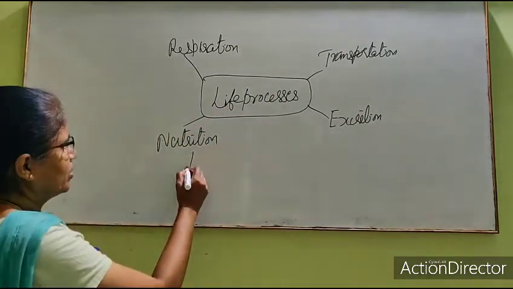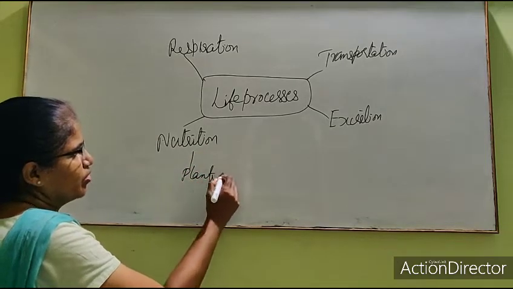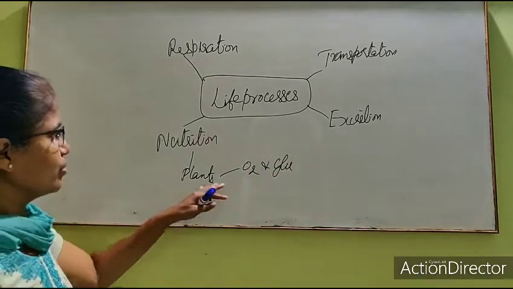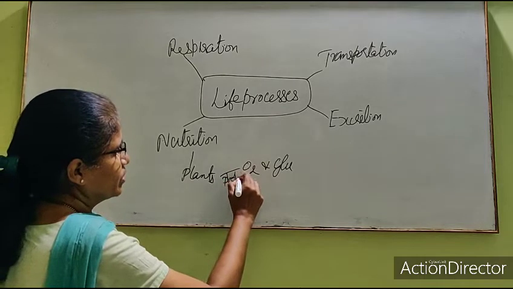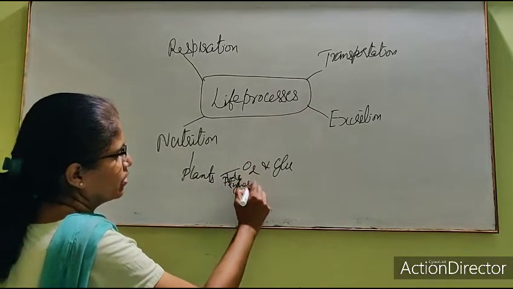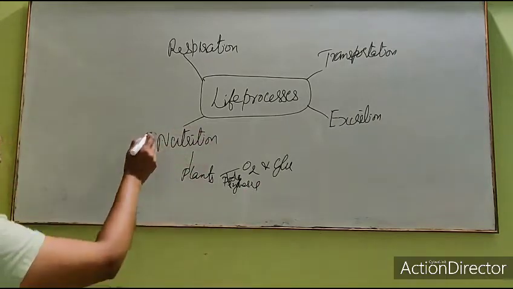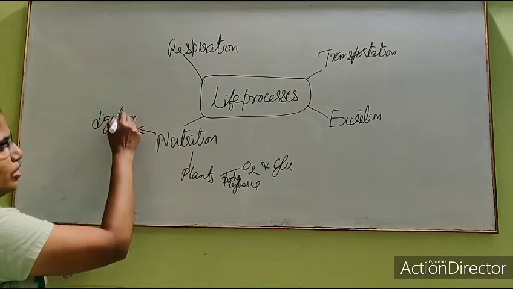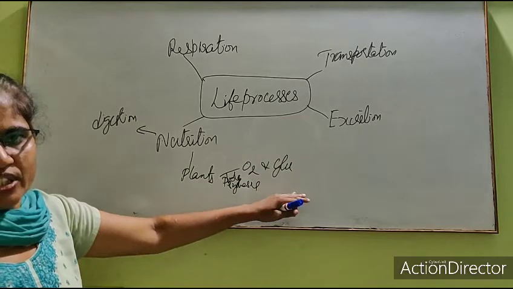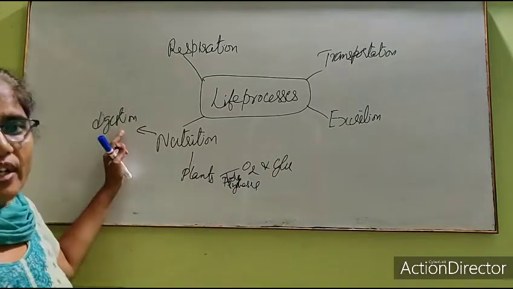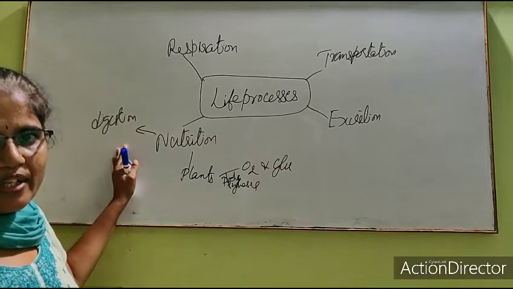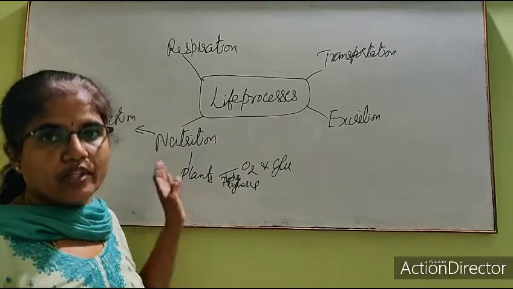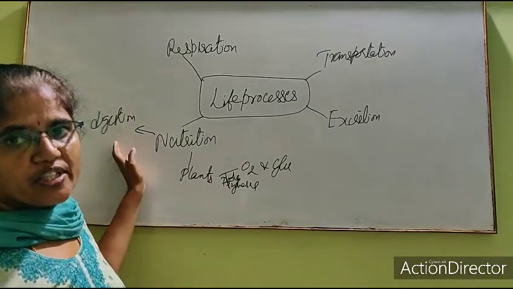In nutrition, plants produce oxygen and glucose, carbohydrates, during photosynthesis. Then human beings consume this food synthesized by the plants, that is glucose, and it gets digested in our digestive system, that is the alimentary canal, and excess glucose and required nutrients are absorbed back into our body in the small intestine.